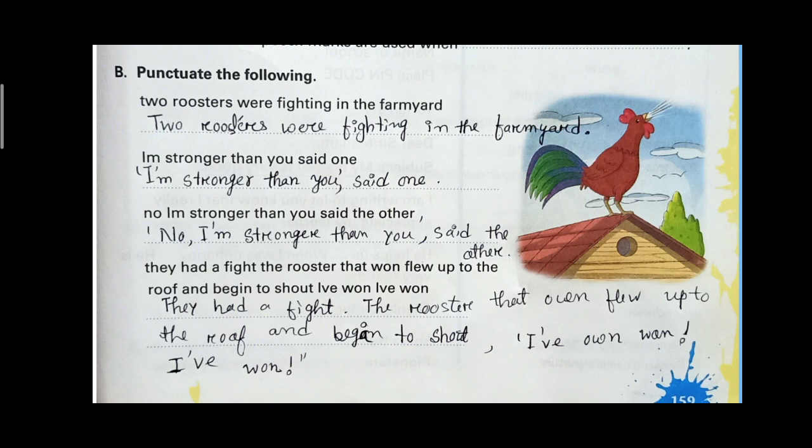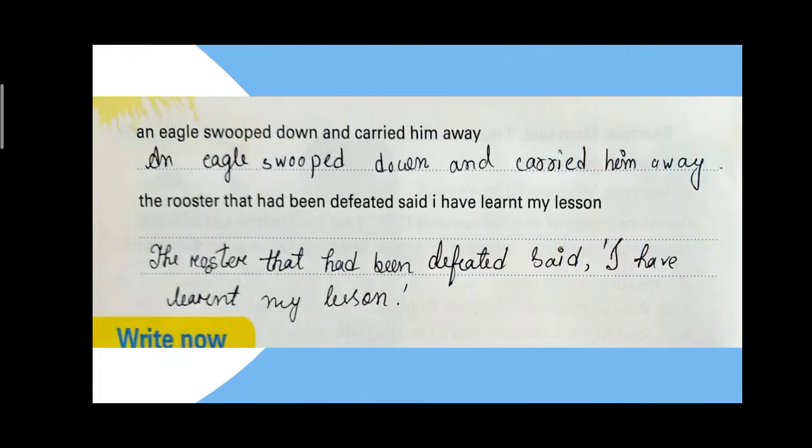Then they had a fight. The rooster that won flew up to the roof and began to shout, "I have won! I have won!" So students, in the last quotation I have made a mistake. Here I have written it two times. Okay, this will be only one time. So the punctuation marks that we have used here are full stop, capital letters, then comma, exclamation sign, inverted commas and apostrophe.